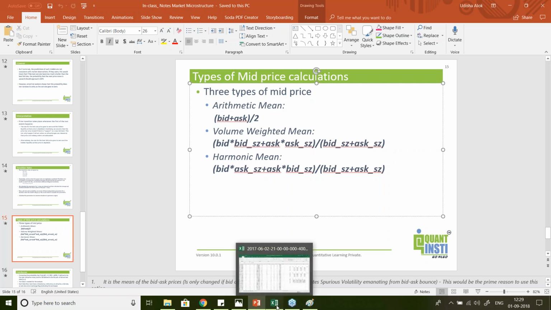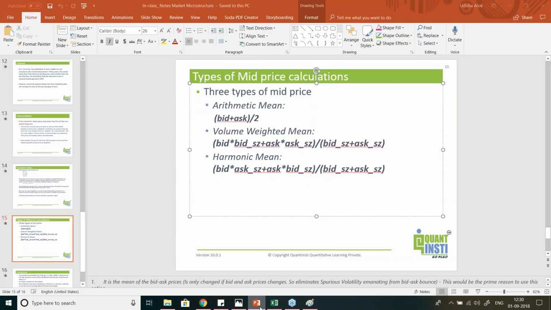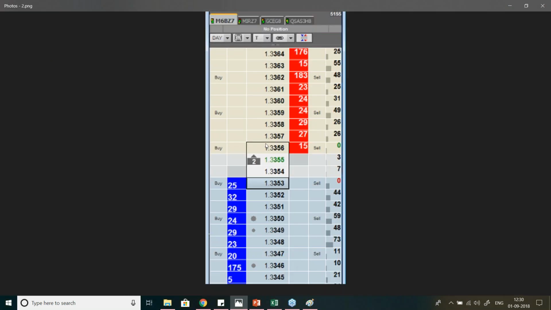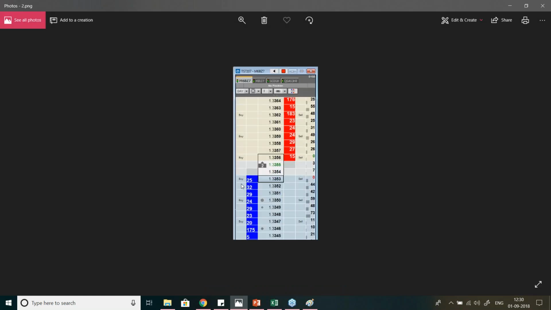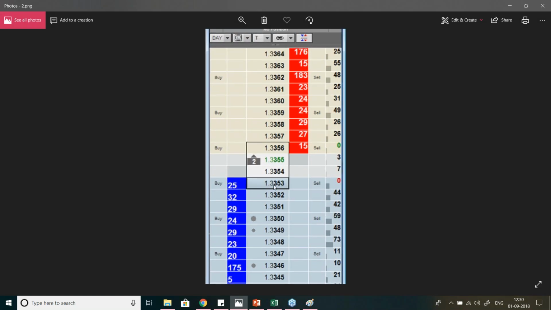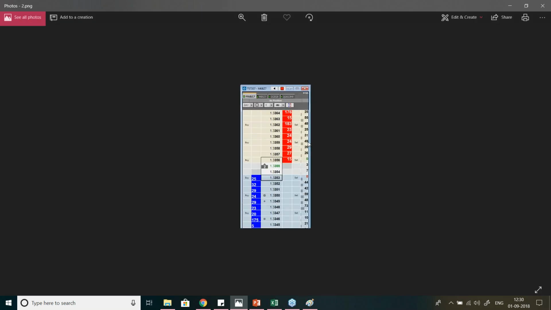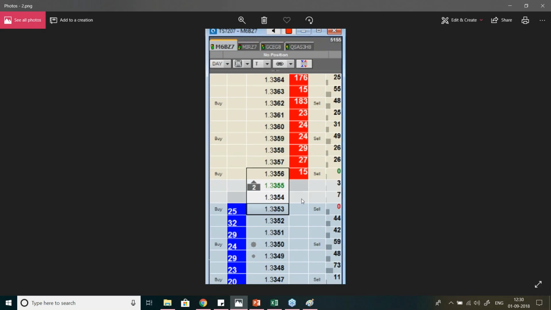So let us go back to our example. Looking at this, can anybody tell me what the volume weighted mean is? How do you calculate it? The volume weighted mean will be 25 into 1.3353 plus 15 into 1.3356 divided by 25 plus 15. That is the volume weighted mean. Online participants, did you understand how to calculate the volume weighted mean?